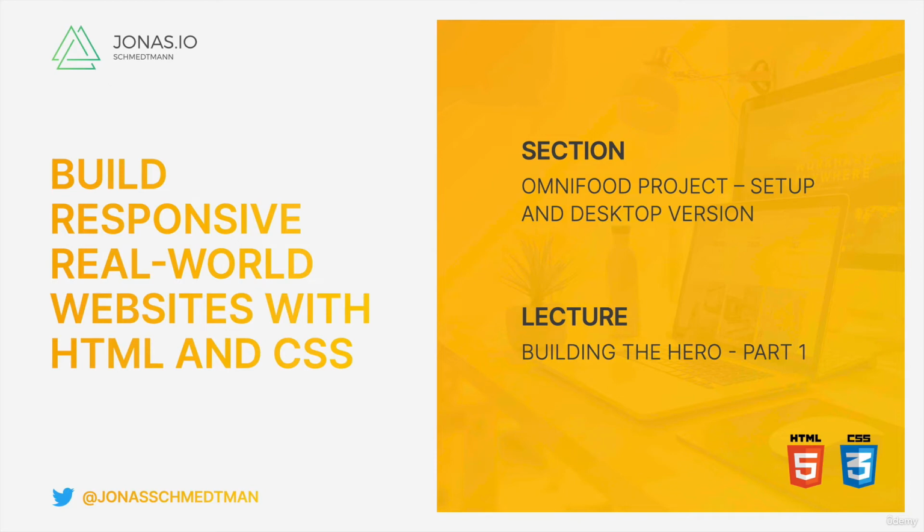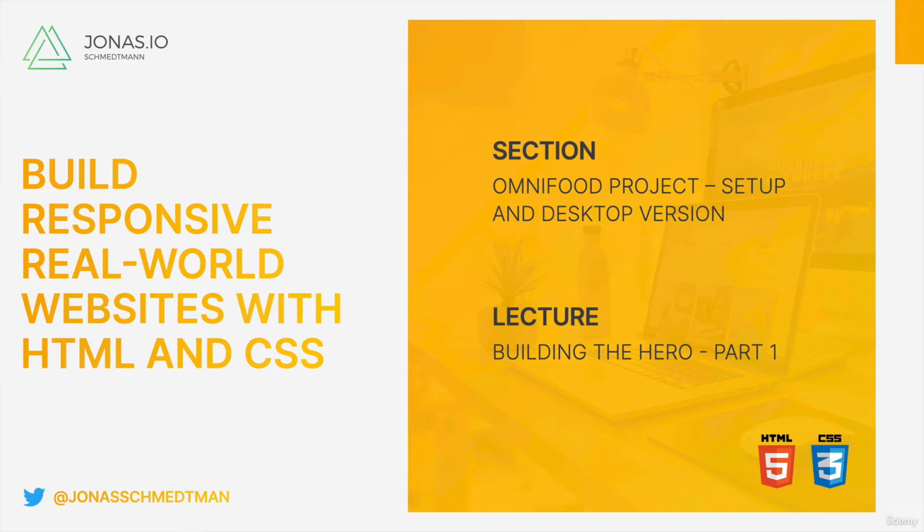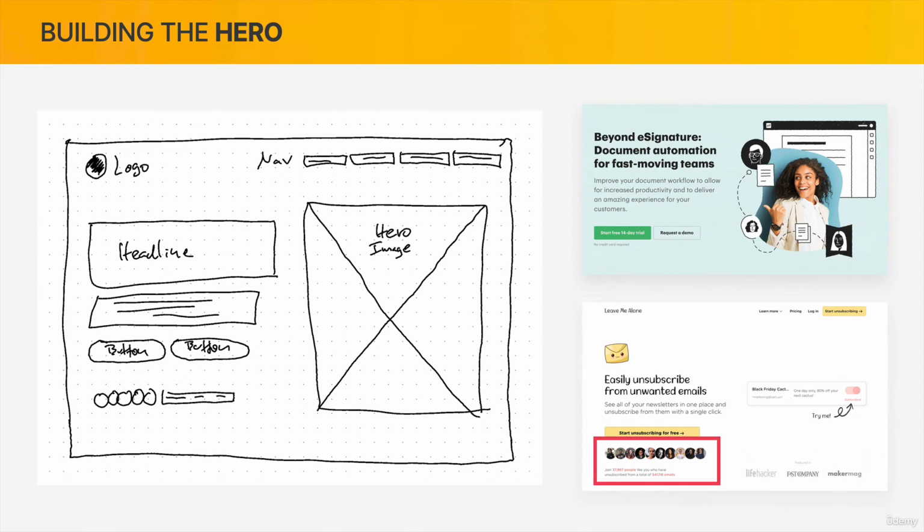Welcome back to the next lecture, where we will now finally start building our OmniFoot project. And we're going to start with the hero section. And for that, I already created this sketch here. So as I mentioned before, we will create this layout where we have the hero image on the right side, and then the content such as the headline and some description on the left side. So exactly like these 2 examples that I've selected from our layout gallery lecture.